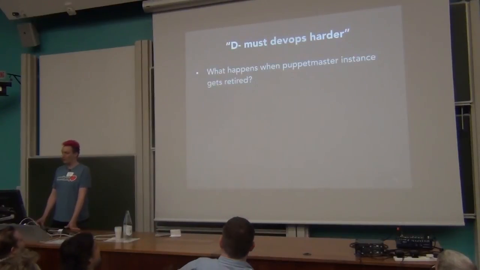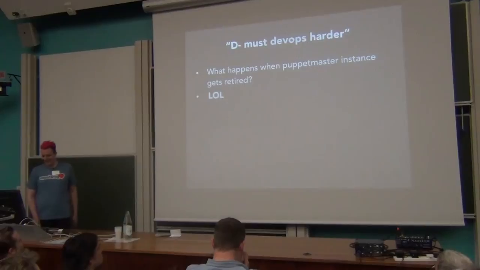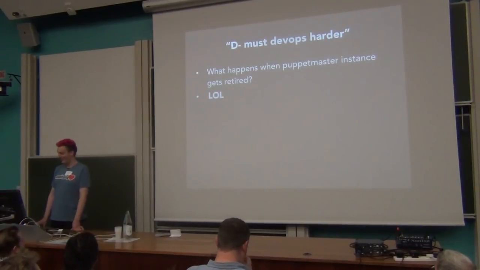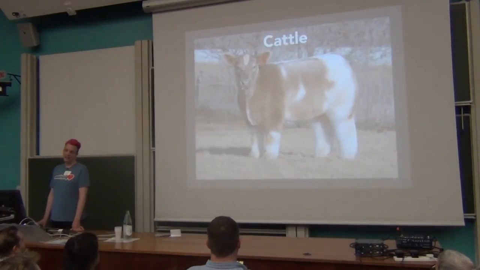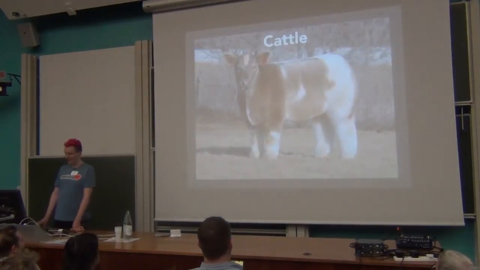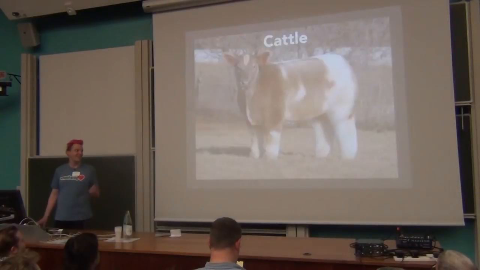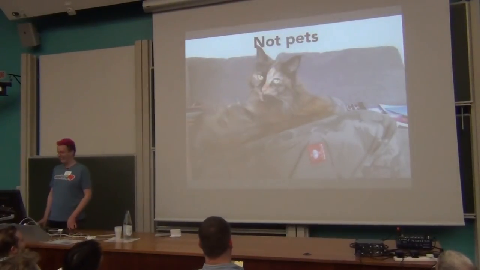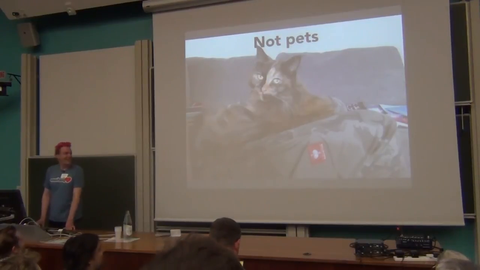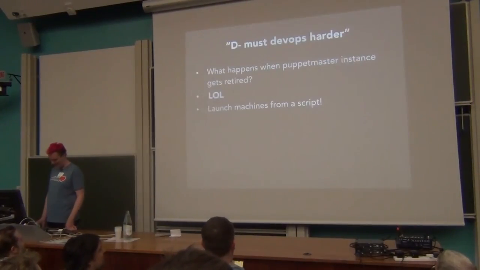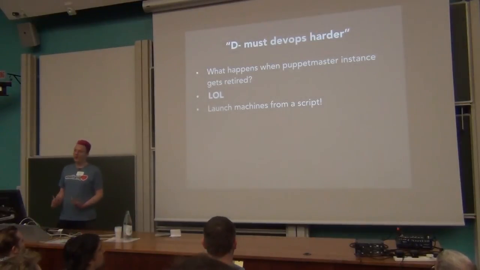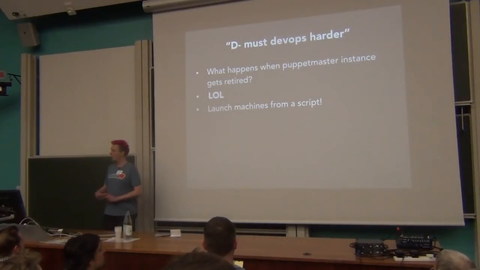Because, for starters, what happens when your Puppet Master instance gets retired? That's going to be fun. You have probably heard this already, but I'm going to repeat it because it's worth it. You need cattle, not pets, right? Cattle, not pets. I know that my cow looks like a pet. That's actually a pet. That's my cat, Meow. Cool. So we're not going to go into the console to launch machines. That's insane. Or no, it's perfectly fine for your first machine.